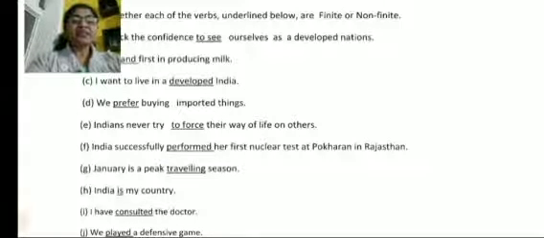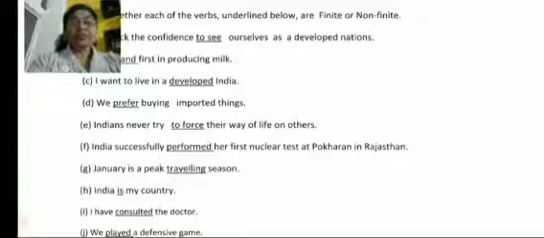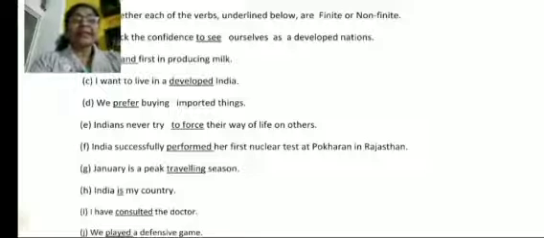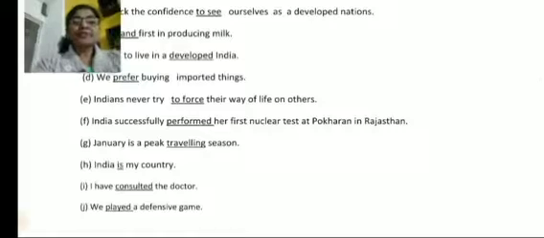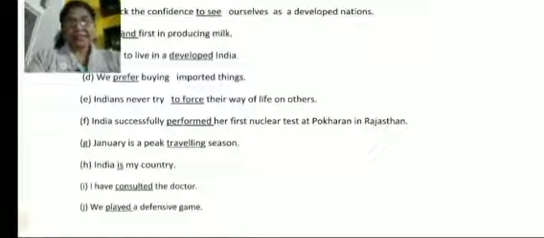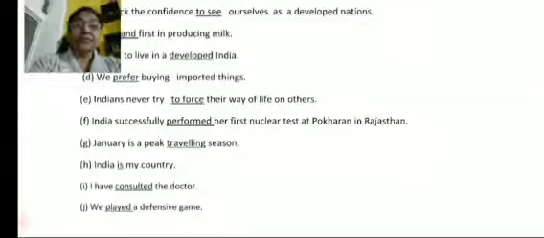India successfully performed her first nuclear test at Pokhran in Rajasthan. Performed is an action verb in the past tense of perform, and it is governed by the subject, so it is a finite verb. January is the peak traveling season. Traveling is a present participle and is not governed by the subject, so it is a non-finite verb.